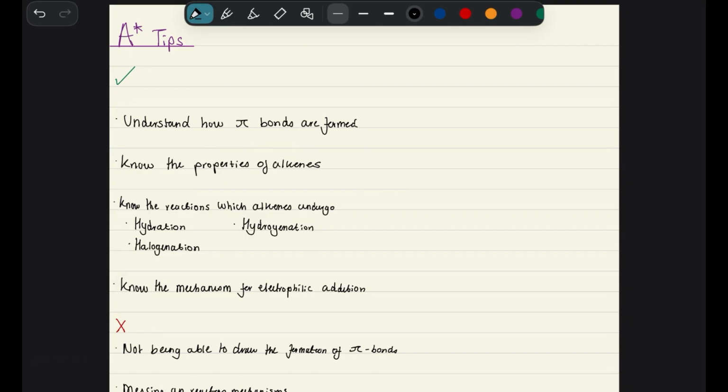Okay, and finally, we have to go through the ASR tips to round this up. So understanding the formation of pi bonds is really, really good. And being able to draw that is very important as well. So know about the sideways overlap above and below your carbon-to-carbon sigma bond. Now, properties of alkenes, properties of anything really is important. You'll see as we go through a bunch of different molecules in organic chemistry, but knowing its properties is quite good. And then also, just the reactions which alkenes undergo is very important.